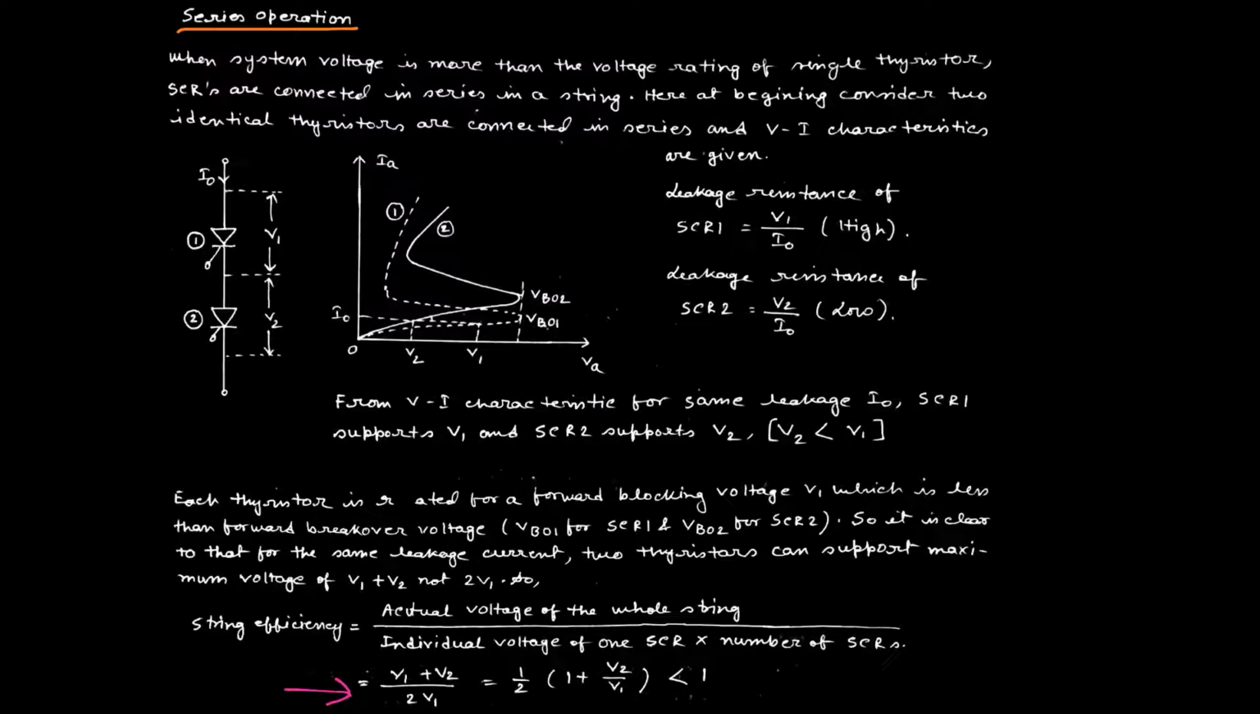Our approach is to try to turn on all the SCRs at the same instant. That is why the potential difference across all the SCRs should be the same. That can be possible by connecting a proper, particular value of resistance across each SCR, then we can say equal potential difference can occur across each SCR of the string. That will be explained in my next slide.